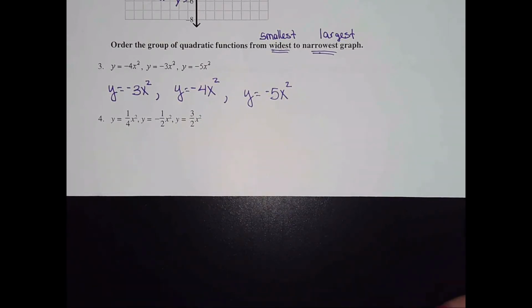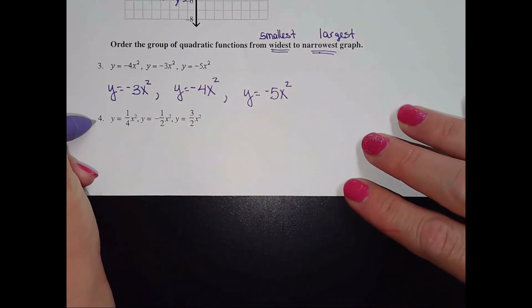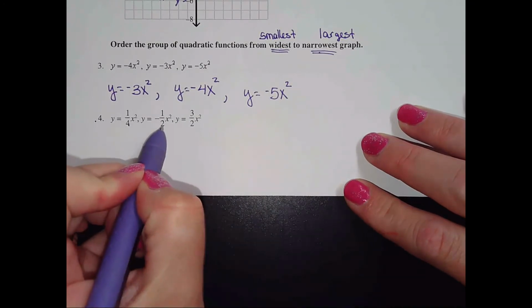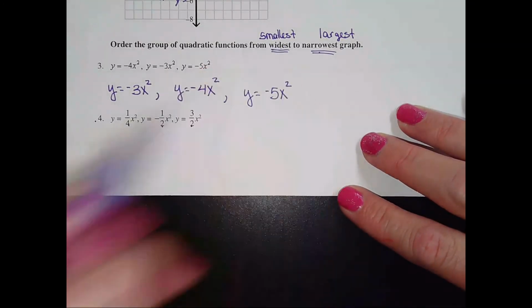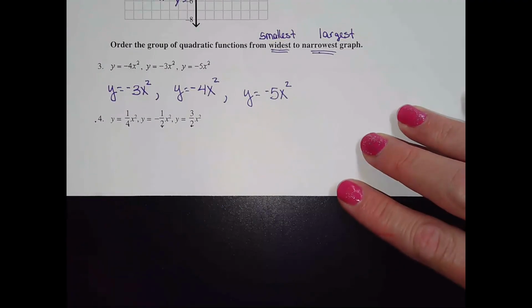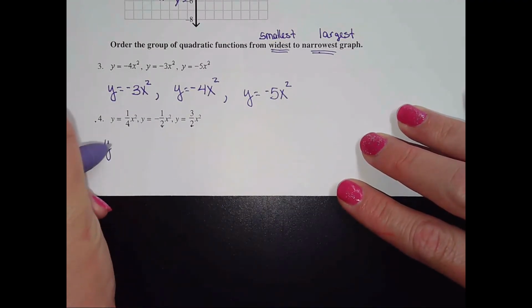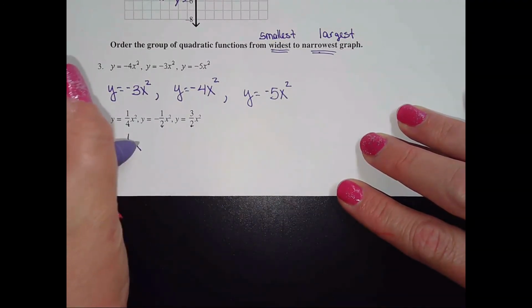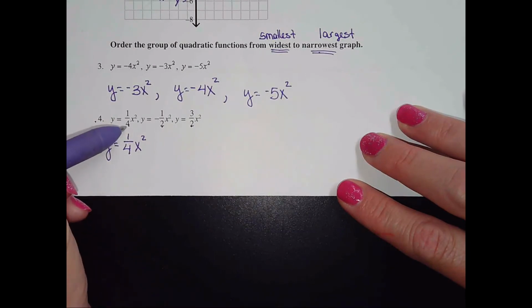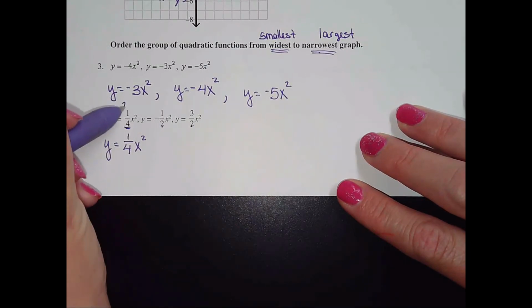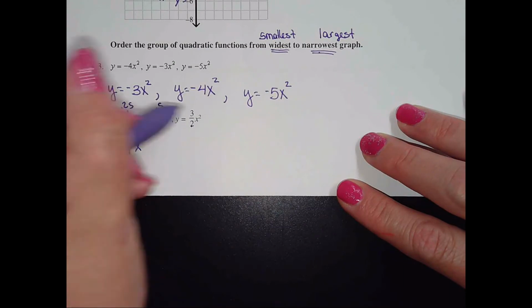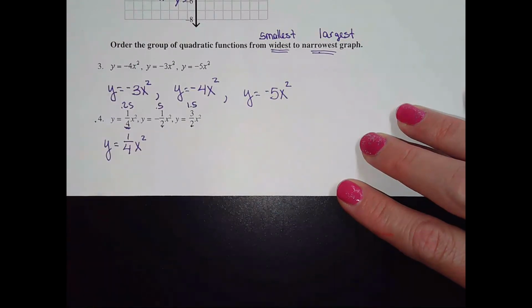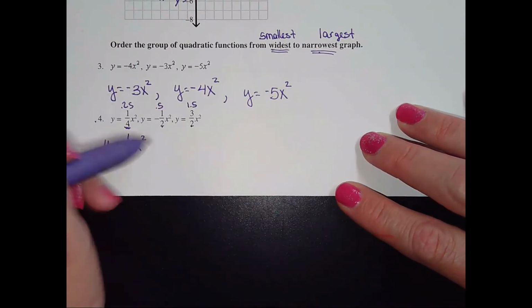Okay, for number 4, between a 1/4, a 1/2, and a 3/2, which one is the smallest? 1/4 is the smallest number. A 1/4 is 0.25. 1/2 is 0.5. 3/2 is 1.5. So 0.25 is the smallest.